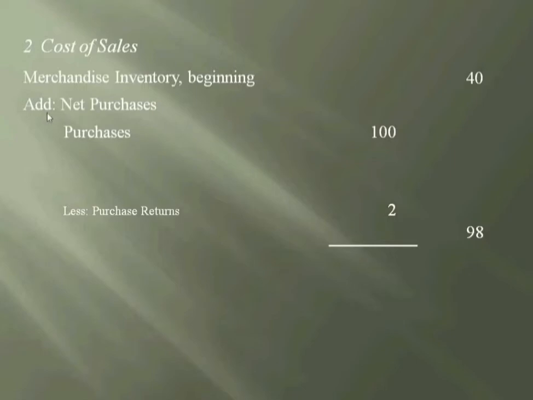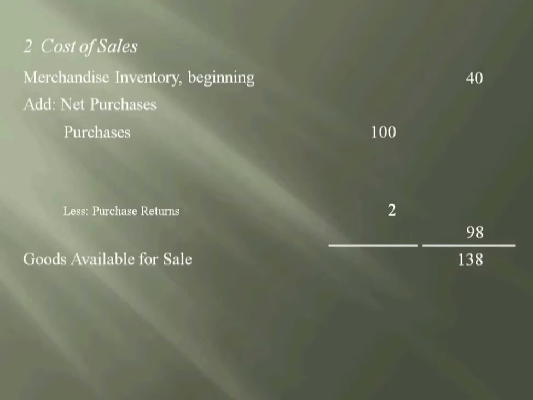When you add the 98 bars to the 40 bars at the beginning of the period, what do you have? Of course, your store at that point has 138 bars. But how would you describe those 138 bars? The number of chocolate bars which your store can sell, or the number of goods available for sale.